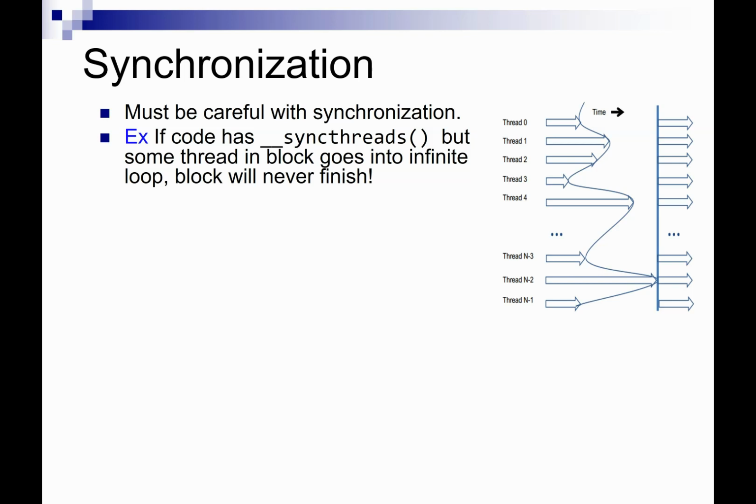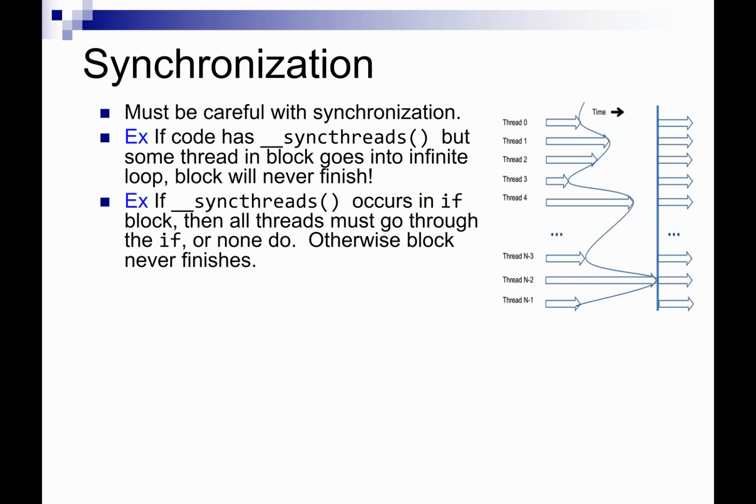So for example, if you have a bunch of threads in a block, and they do a sync threads, but suppose one of the threads for some reason goes into an infinite loop. Say you had some bug in your code. What's going to happen is the other threads in that block are going to be waiting for this looping thread, and so they would be blocked forever. Even though you only have one thread in an infinite loop, all of the other threads would also be blocked at the barrier.